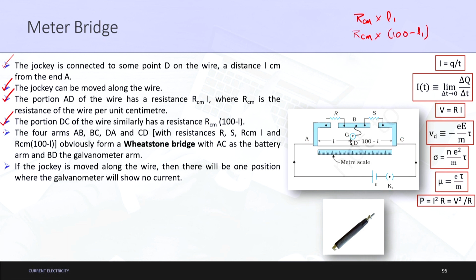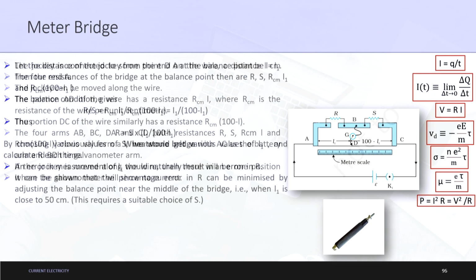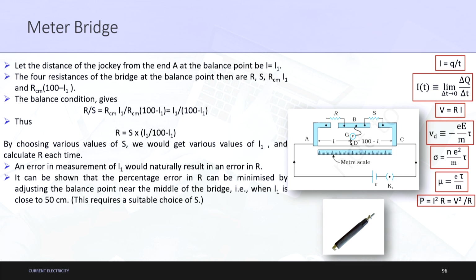Next let us move on. If the jockey is moved along the wire, then there will be one position where the galvanometer will show no current, quite evident. So, I will change the distance and find a point at which the galvanometer shows no deflection. Let the distance of the jockey from the end A at the balance point be L equal to L1, that is the point at which the galvanometer shows no deflection.